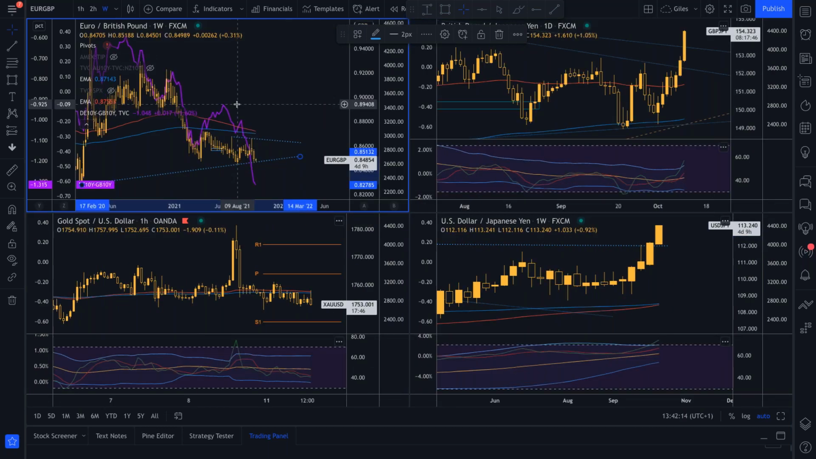Now, gold is a very interesting market at the moment. We'll just take a look at what's happening with gold. Just going to move across my screens.